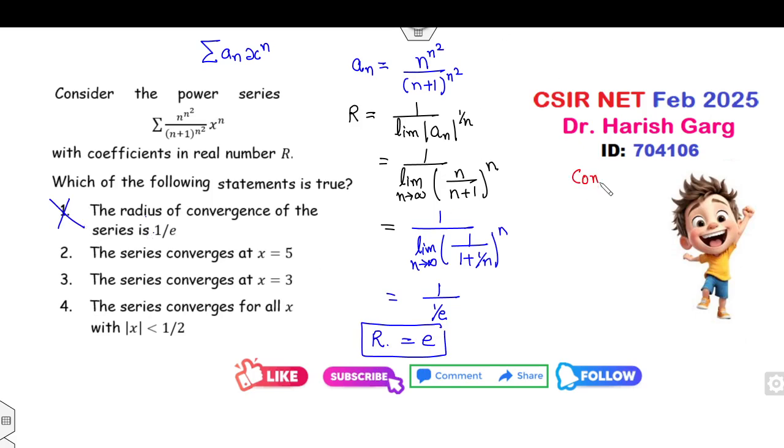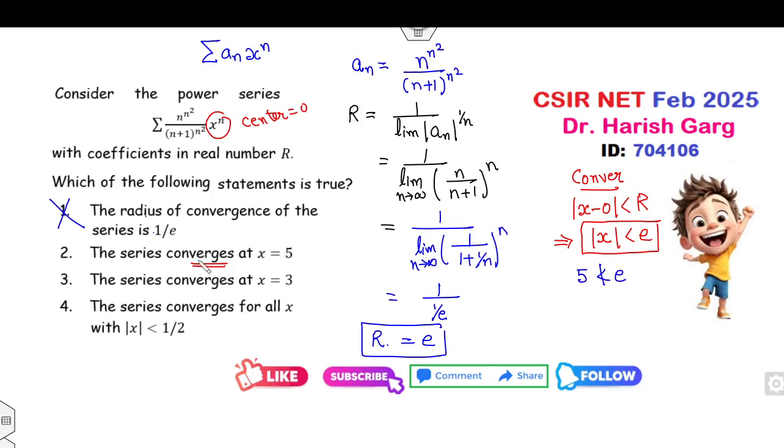Now the second series is convergent. The center of this series is 0. Fine. So the radius of convergence: |x - 0| is less than r. That means the modulus of x is less than e. Now you can see whether the series is convergent at 5. You can see 5 is not less than e.